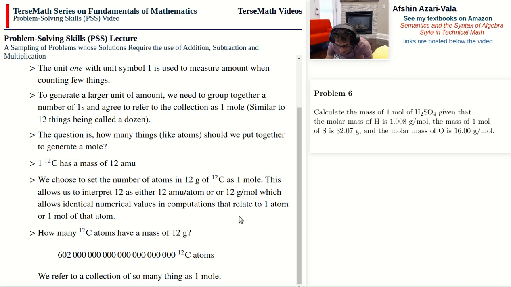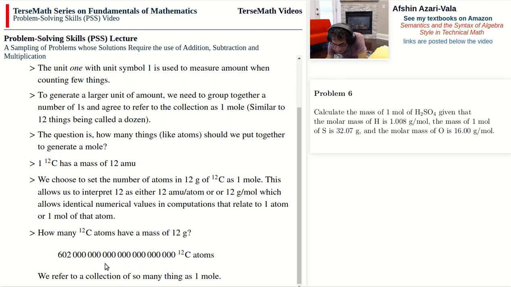All right, so how many C atoms are there in 12 grams of it? It turns out to be this many, and this is a rounded value, by the way. So this is where that number comes from. There is a reason why we have these particular digits, 6, 0, 2, and so on, and the reason that we have 7 groups of zeros, not 8 of them or 6 of them, which would still be large enough for us to work with.